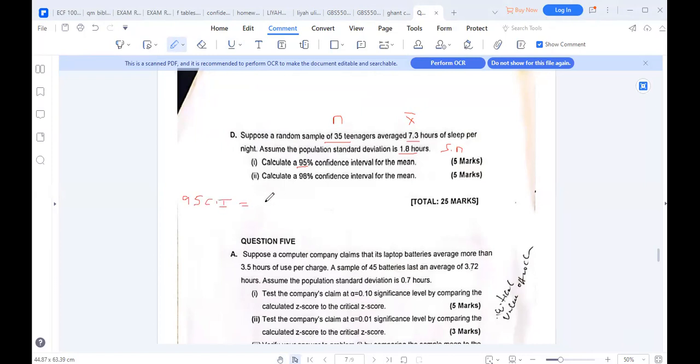So 95% confidence interval will mean our Z is what? At 95%, 1.96. Standard deviation is 1.8. Square root of n. N is 35. And compute it. At 98% confidence interval, we use the same parameters. The only difference is that at the Z instead of 1.96, what are we going to put? 2.33. Are we together?